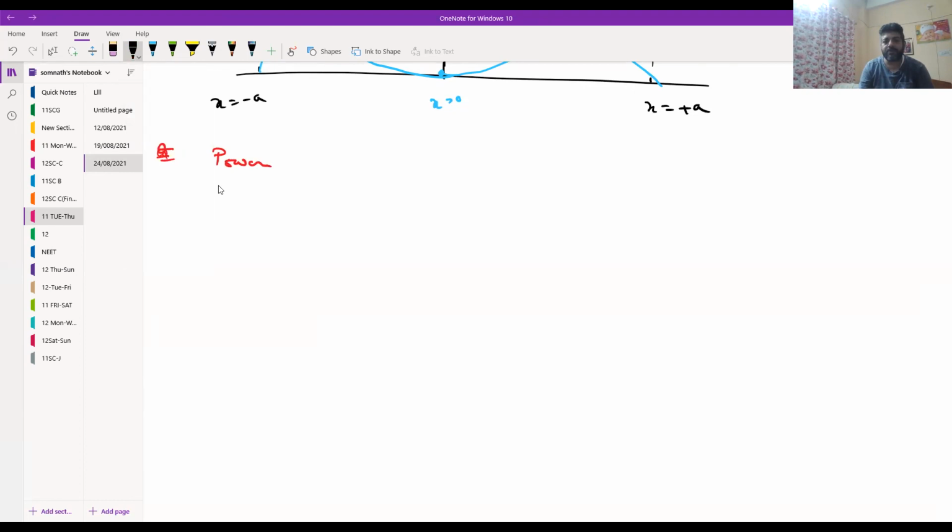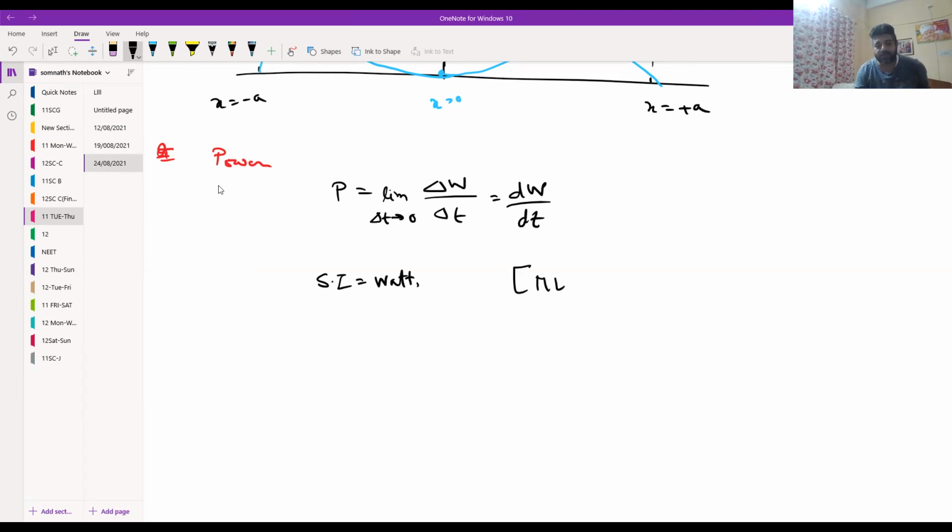So power is work done by time, limit time tends to 0, that is dW by dt. SI unit is watt. And this is the first thing. If we want to see the dimension, energy is ML square T minus 2, and below there is a T, that means ML square T minus 3.